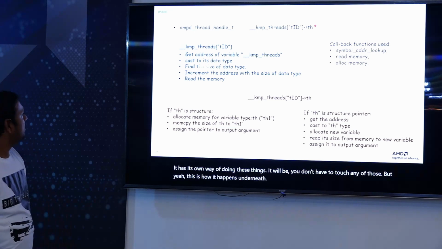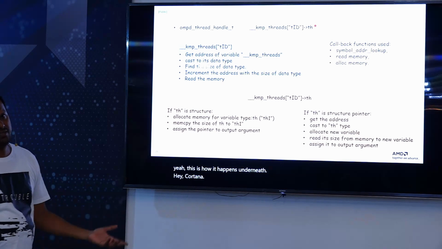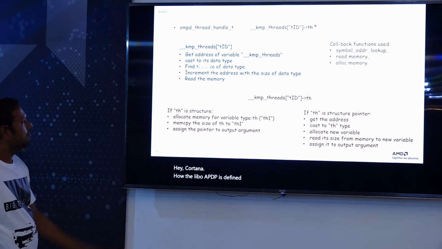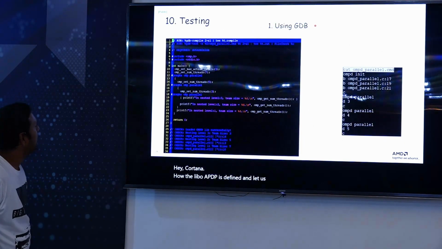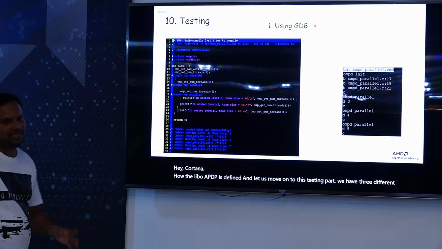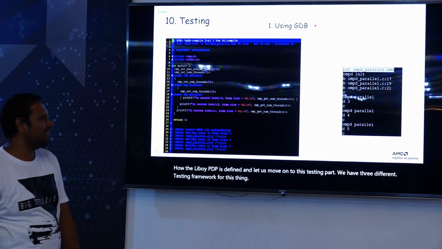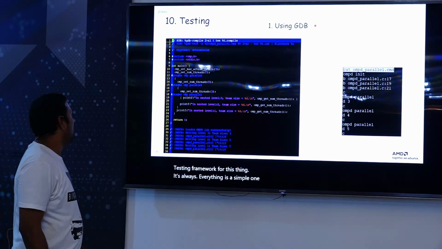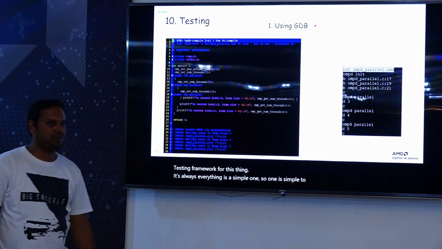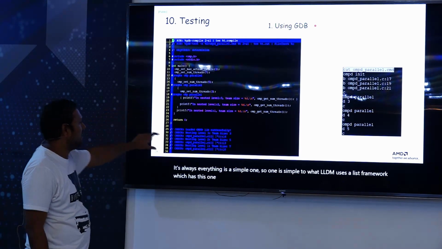Okay, I think I covered everything, a bit of the interface and how the libOMPD API is defined, so let us move on to the testing part. We have 3 different testing frameworks for this. It's always simple. One is similar to what LLVM uses, a lit framework. You have a command, and then you have the check strings.